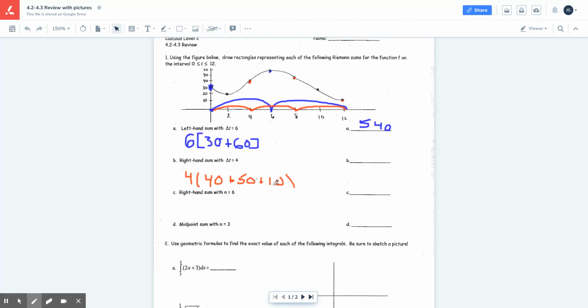So 40 plus 50 plus 10, you're allowed to use your calculator, comes out to be 100, times 4, which is 400. And that's the answer to 1B. Now on to 1C.